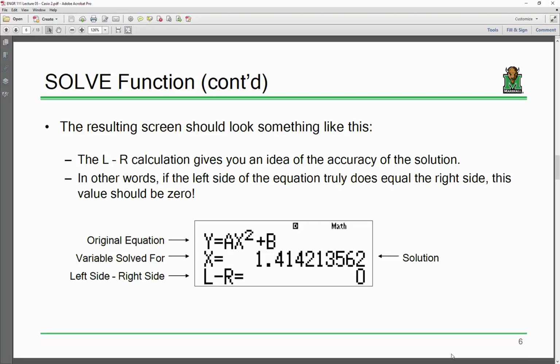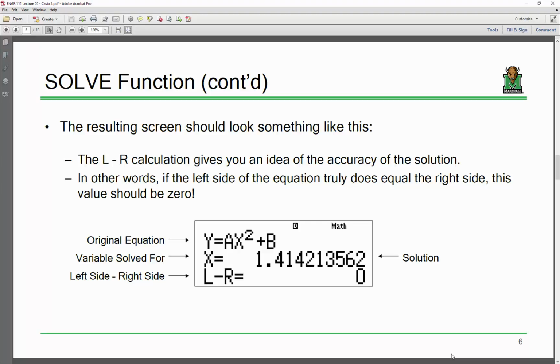Now the middle line gives you the variable that we're solving for. In this case, we're solving for x, and x equals 1.4142 whatever. So this equation did not yield a very pretty or a whole number, I guess I should say. It wasn't x equals 7. It was a very trailing decimal type answer.